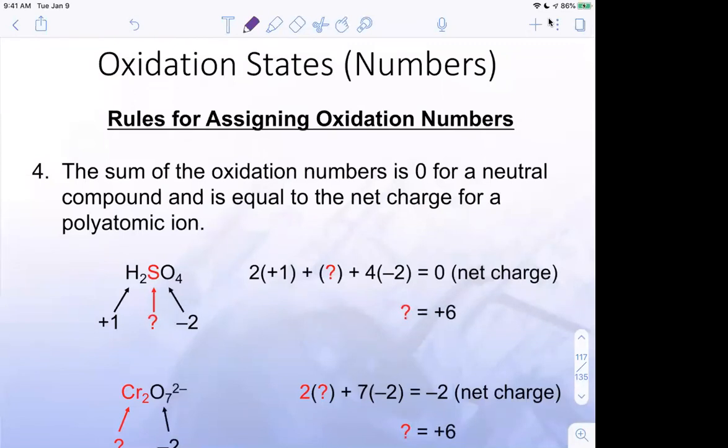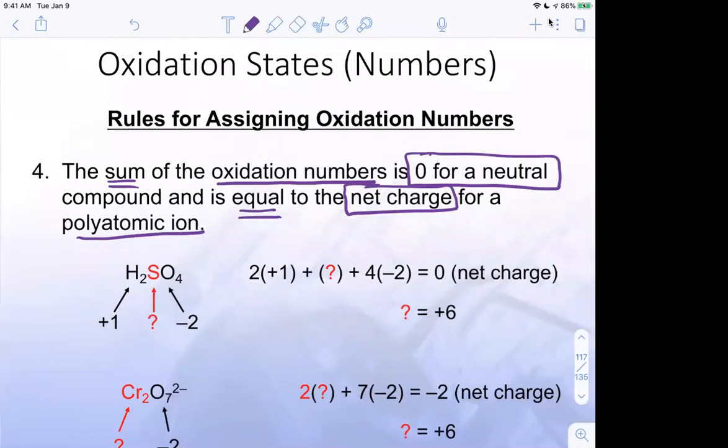Let's look at rule 4, which I have alluded to throughout this rule discussion. The sum of the oxidation numbers has to be 0 for a neutral compound and is equal to the net charge for a polyatomic ion. So for example, if I wanted to figure out what that sulfur was, I am going to say, okay, well, hydrogen is +1, and we know this is an acid, and we know that the characteristic part of an acid is that it gives off a proton.